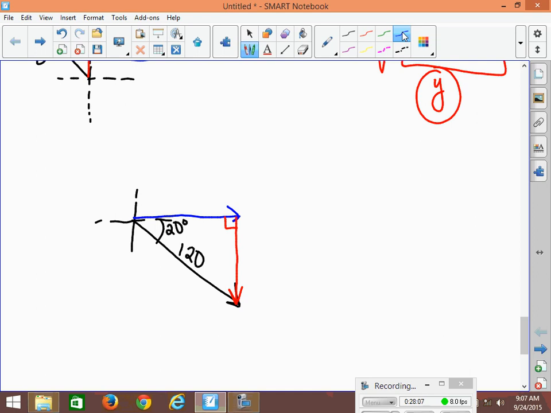The blue one, the horizontal, is adjacent to 20, so I would choose cosine. Hypotenuse, 120, cos of 20. Very simple. No real hard calculations. And this is the opposite side for the red line, so 120 sine 20 degrees. And that's all there is to it. So next time we'll go into how we use this basic strategy to help us with projectile motion, which is two-dimensional motion.